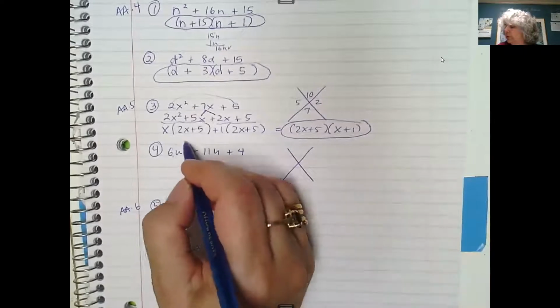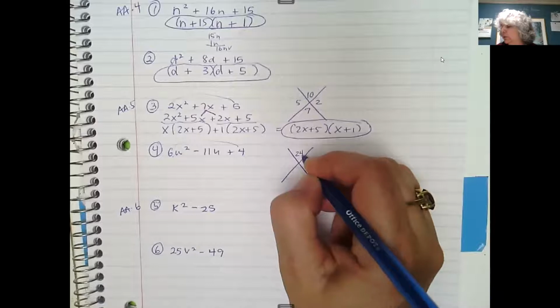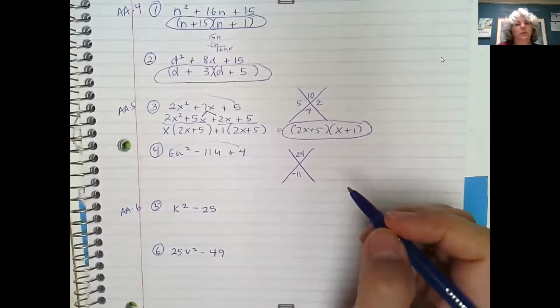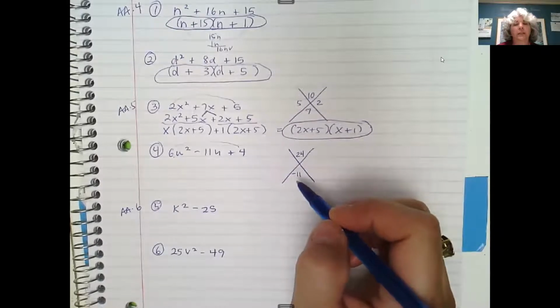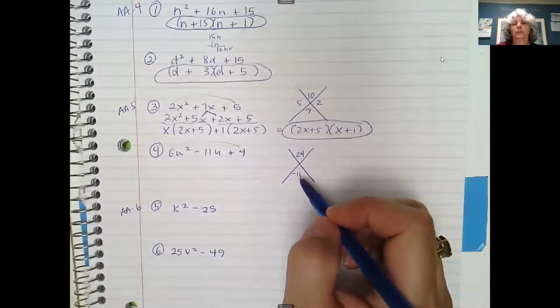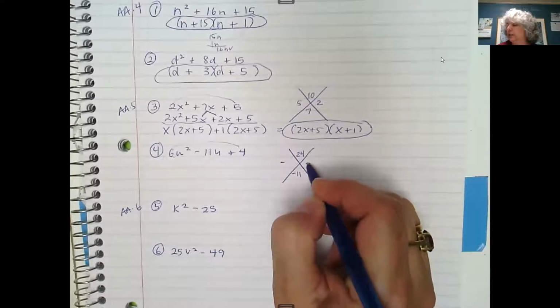Okay, so I want to multiply the first one and the last one. That number goes here, 24. And then I want to put this number here, -11. So I want to think of two numbers that multiply to give me 24, but are going to add to give me -11. Now, because this multiplies to give me a positive number, that tells me that the signs have to be the same. And because they add to give me a negative number, I know that both of these signs have to be negative.